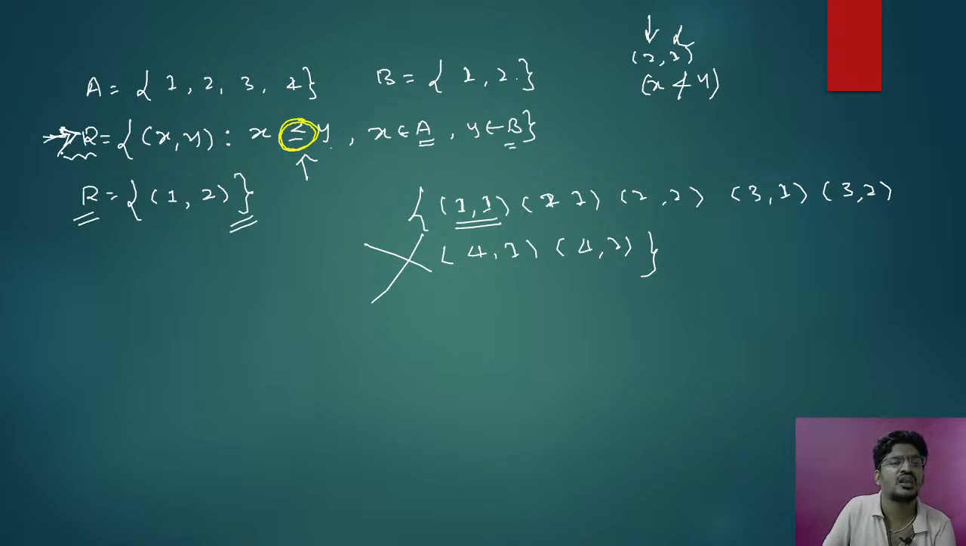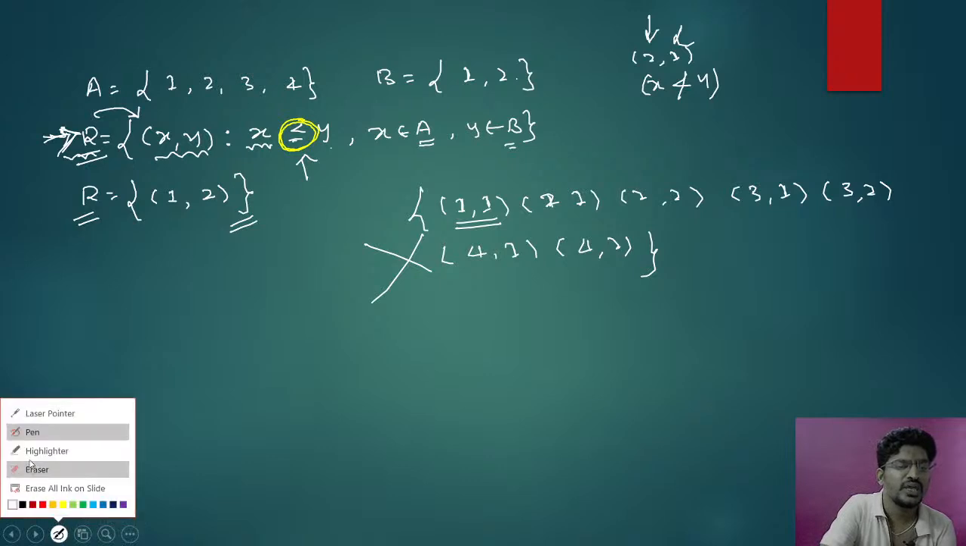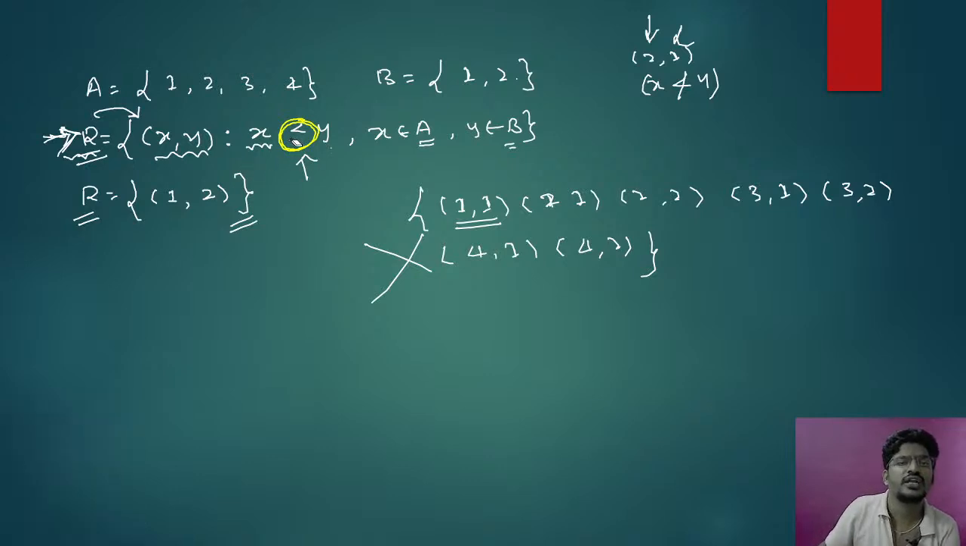Okay, what does this R tell? In this particular set, the ordered pairs must be such that the first element is less than, okay, here equal to is not present. Remove that. Equal to is not present. x is less than y. So if x is less than y, then this ordered pair is present. That means the first element must be less than the second element.